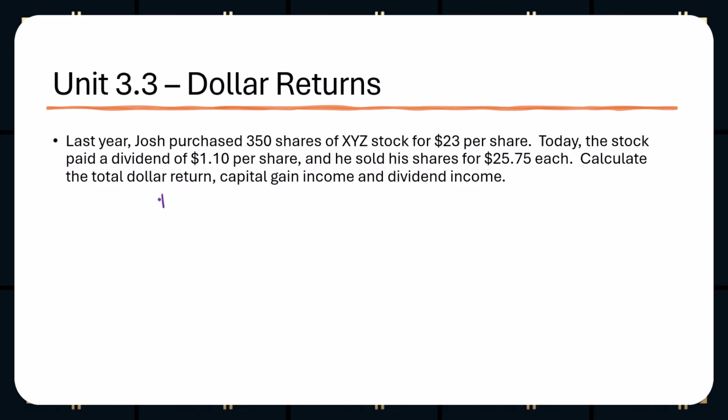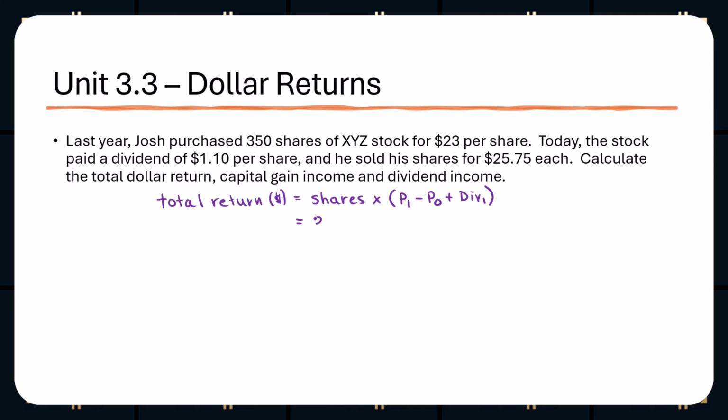Our total return equation in this example, because we're looking at dollar returns, is simply going to be the number of shares that he owns times the following equation. P1, which is the price we sold it for, minus P0, the price we paid for it, plus Div1, or the income that was received on this particular investment.